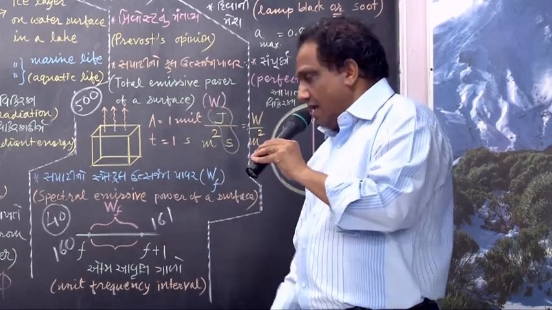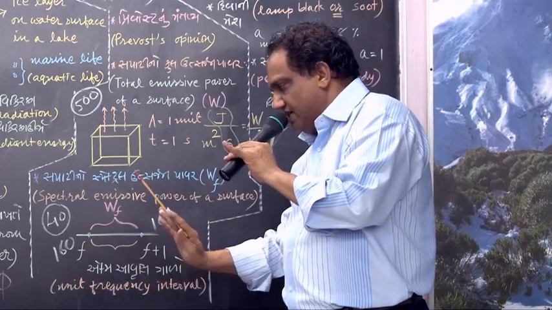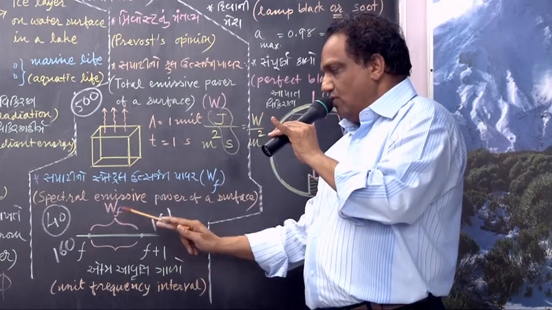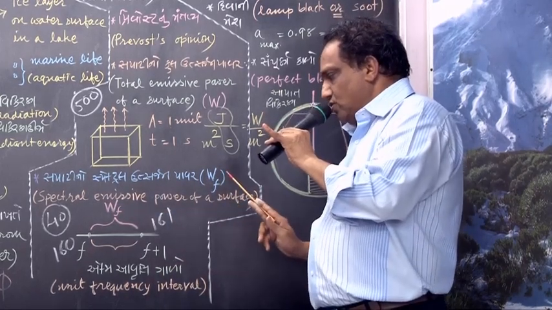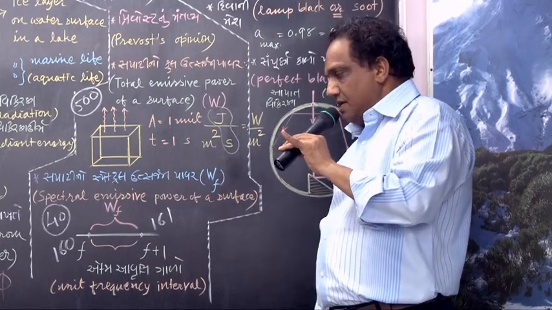Spectral emissive power, pertaining to these frequencies. This frequency is f. That's why we show the symbol W_f. You should write f well below W. It is a suffix. Define it.